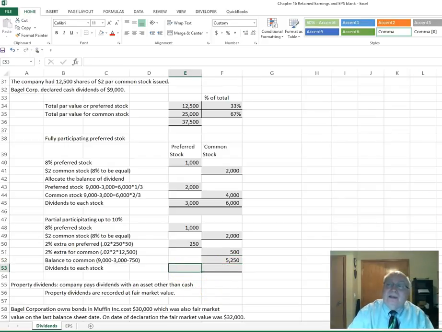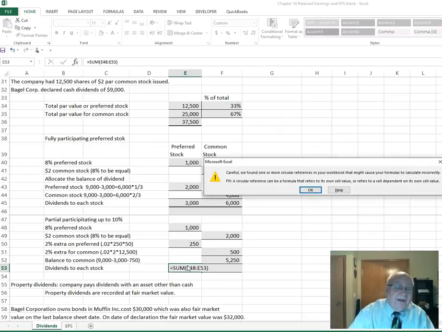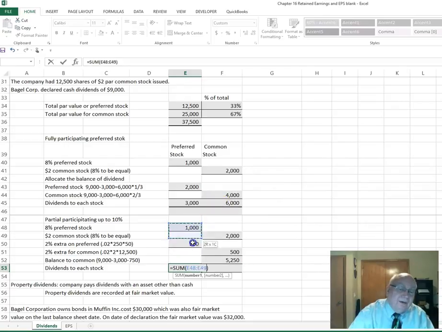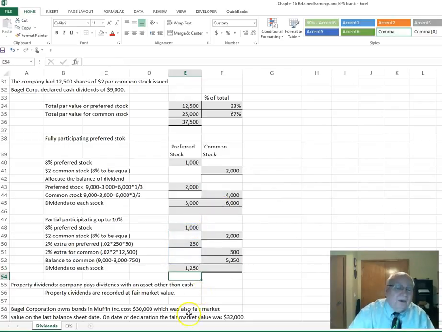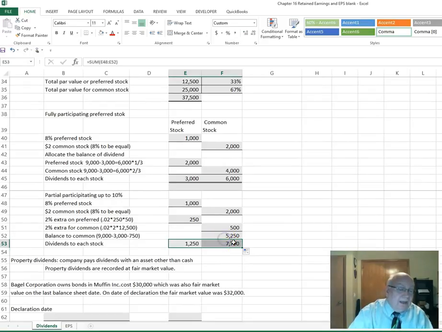So the common, since it's an additional up to only 10%, and the preferred stock will actually receive a dividend of $12.50, and they will receive a dividend of $77.50. Okay. That is on the earnings per share.